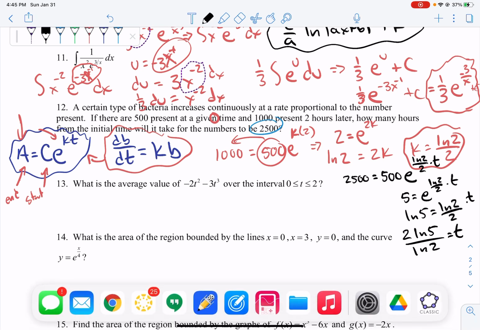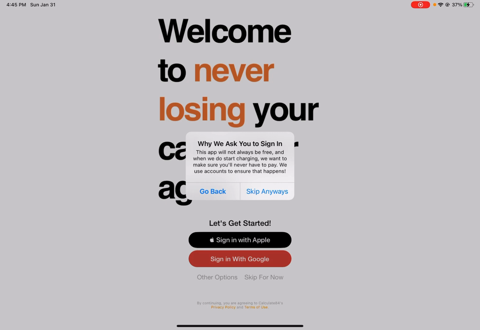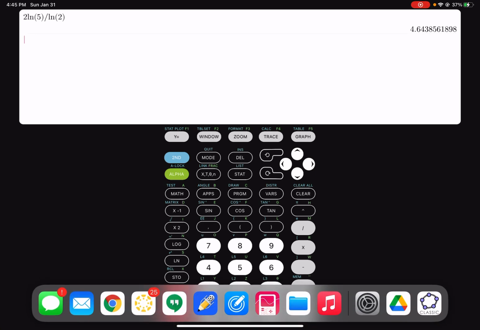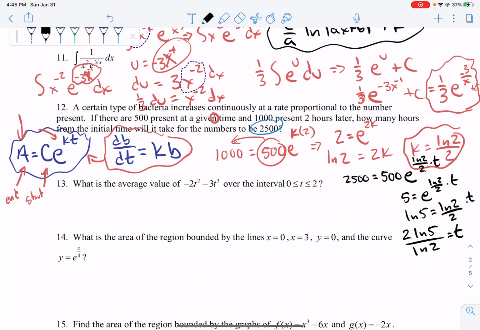So let's check that value. 2 natural log of 5 over natural log of 2. And I end up with 4.6438, so 4.644. That's how many hours it's going to take for my bacteria to grow to 2,500. Just under 5 hours.